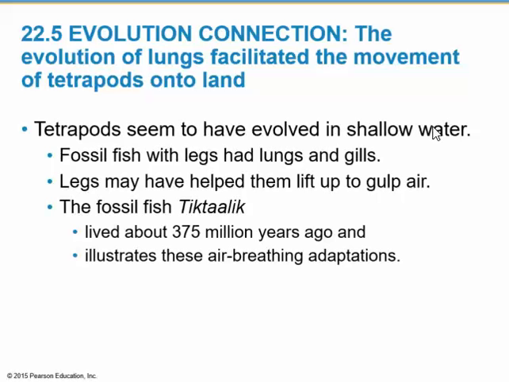Now, the evolution of lungs is what facilitated tetrapods making their way onto land and successfully colonizing land. Based on what we know from the fossils, tetrapods evolved in shallow water. There are fossils of fish with legs that had both lungs and gills. As a matter of fact, there's a salamander called a mud puppy that also has both structures. So perhaps legs enabled them to push their heads up out of the water so they could breathe.